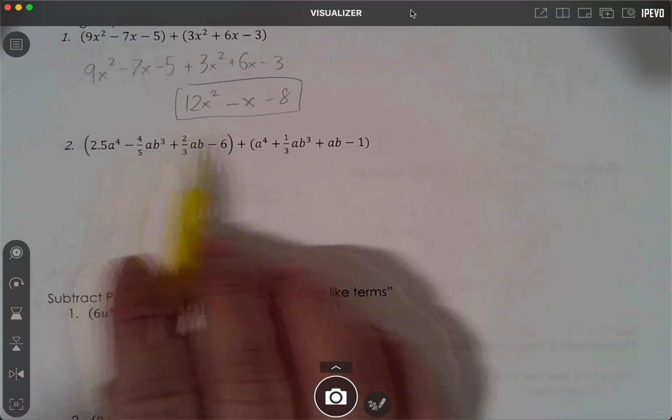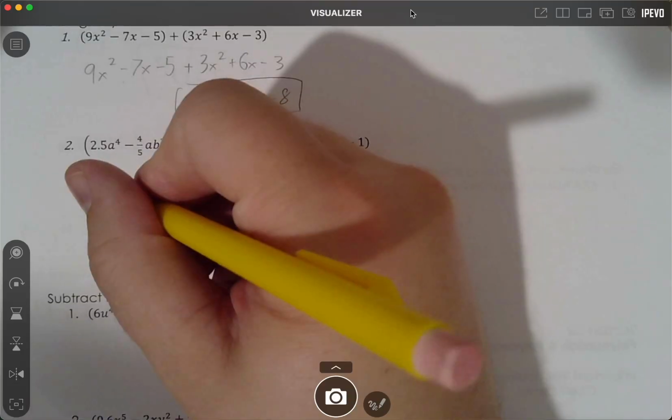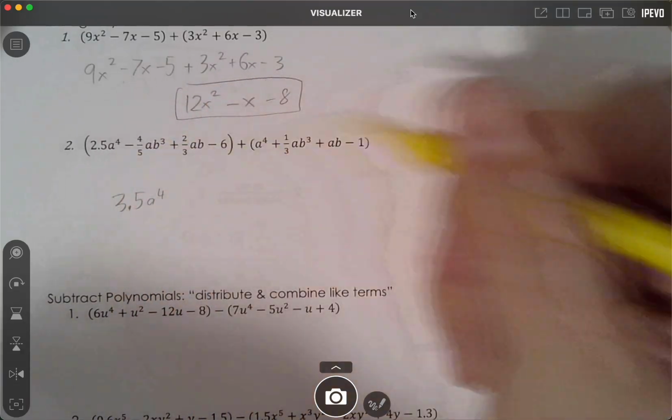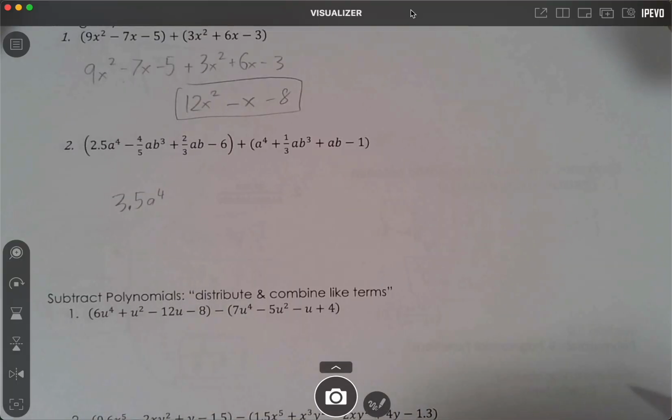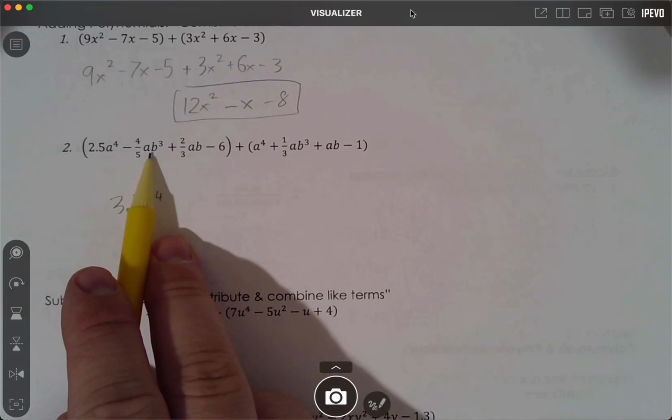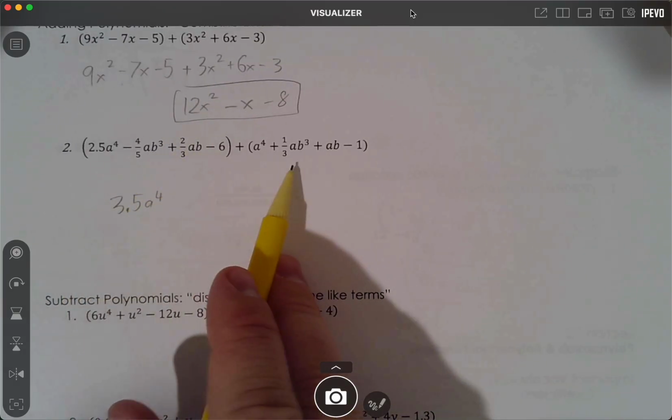I have a 2.5/8 a to the 4th and a 1/8 a to the 4th, so I have a 3.5/8 a to the 4th. Now you do have a calculator in this class, so you don't need to worry too bad about this, but honestly, we haven't done too much simple subtraction or addition of fractions, so I think we'll work this one out. We have a negative 4/5 AB cubed. We have a positive 1/3 AB cubed.